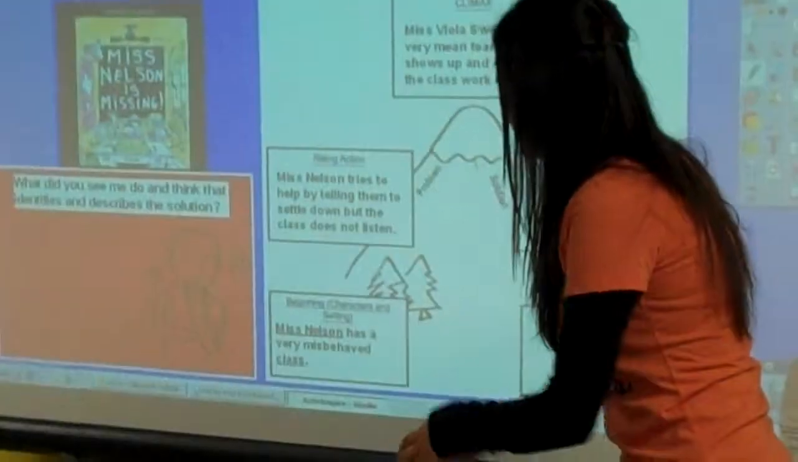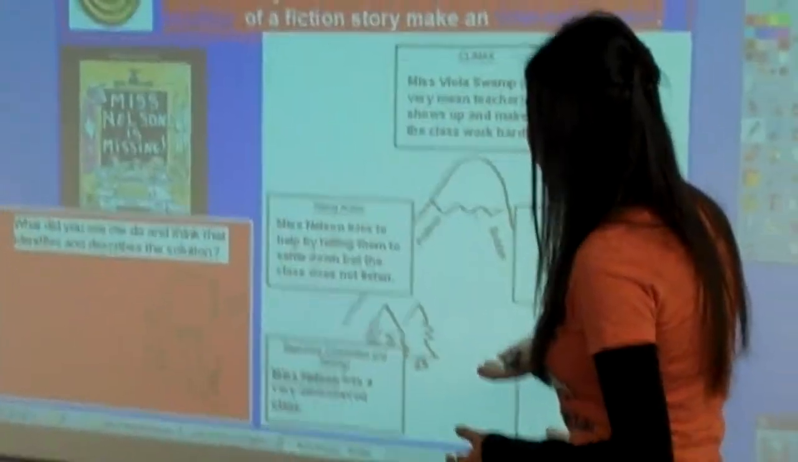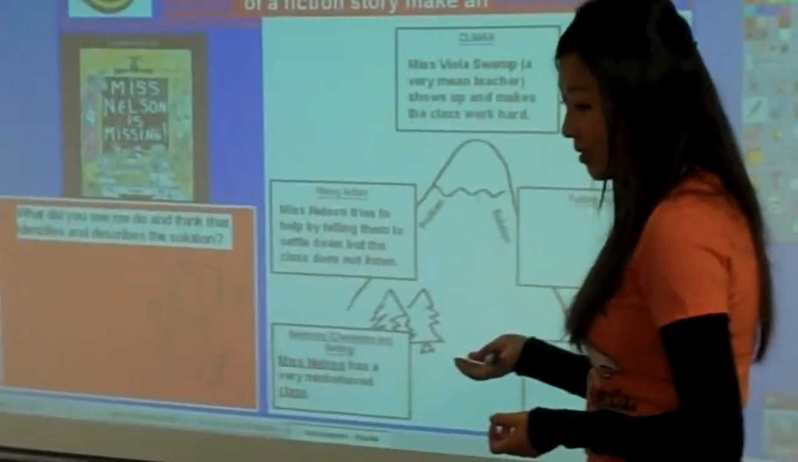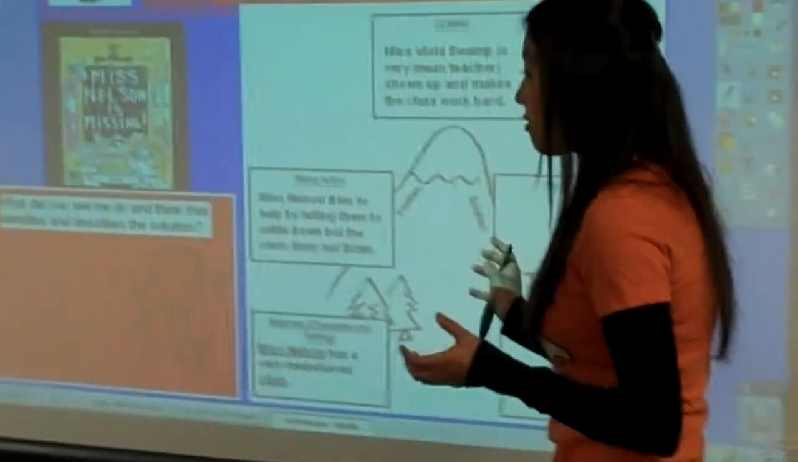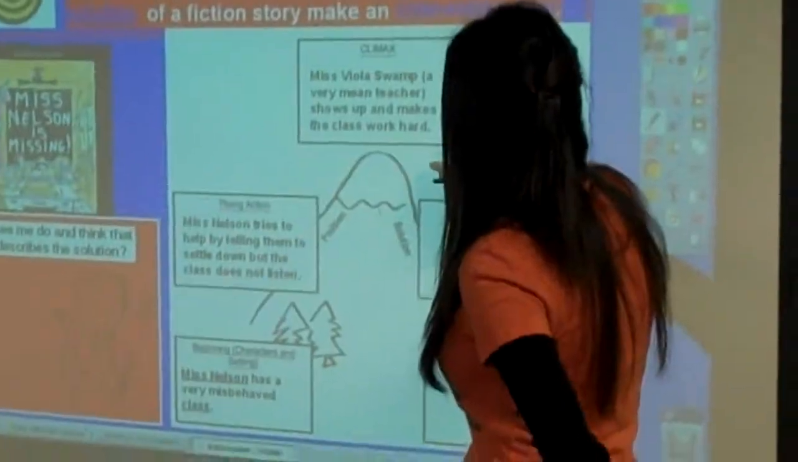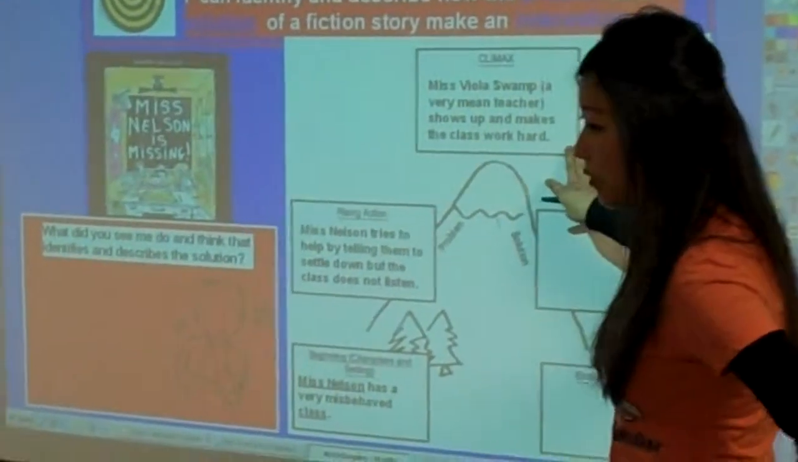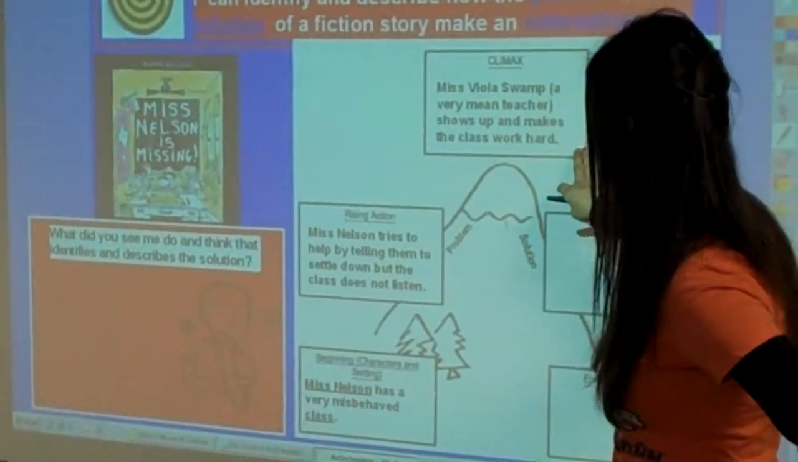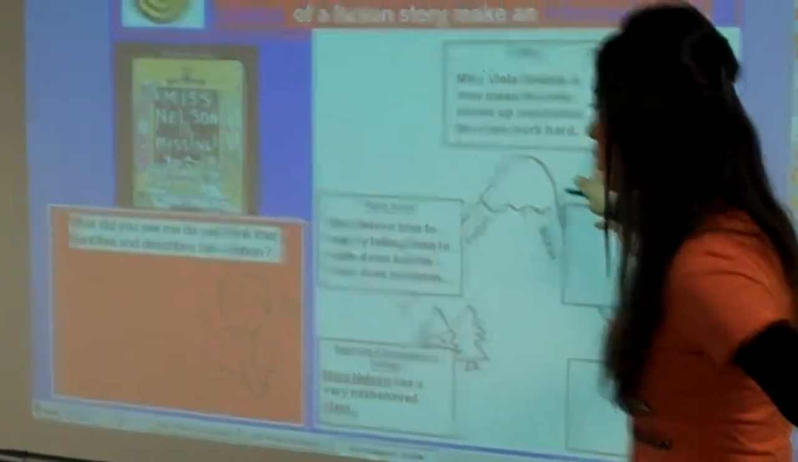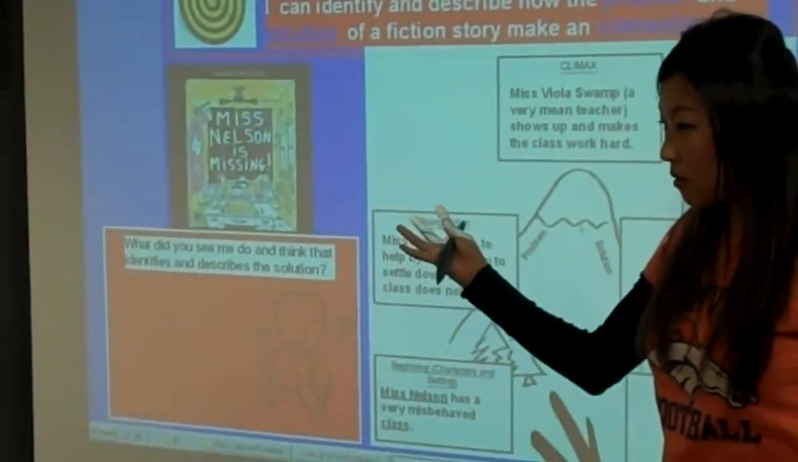And then the problem gets a little bit worse. Ms. Nelson tries to help by telling them to settle down, but the class does not listen. Now, the problem gets even worse and bigger. Ms. Viola Swamp, a very mean teacher, shows up and makes the class work very, very hard, right? So that's when the problem's really big.